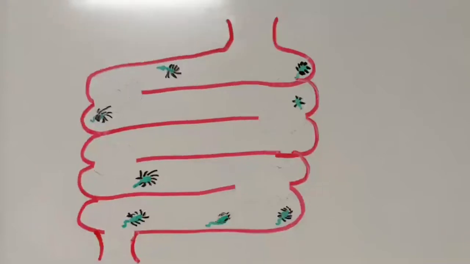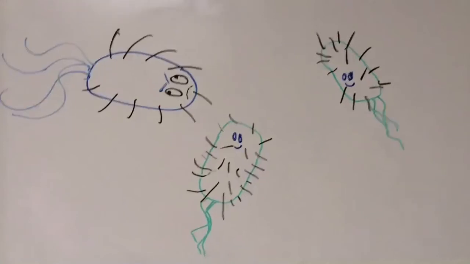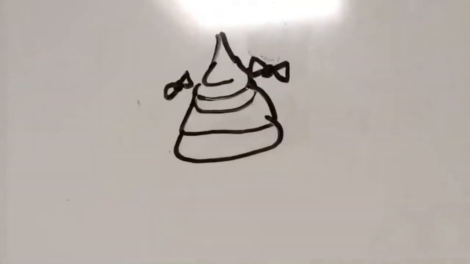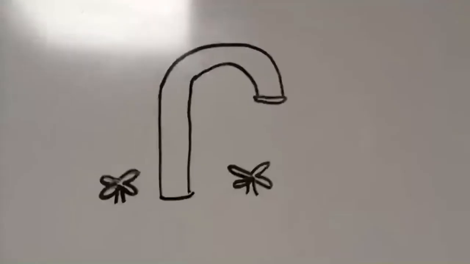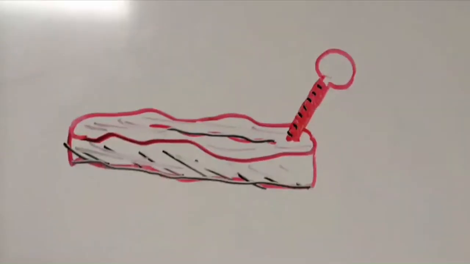An example of an infectious disease is E. coli. E. coli is a bacteria normally found in human and animal intestines. Most E. coli are harmless, but some can cause illness. You can get E. coli from animal feces, uncooked meat, unpasteurized juices, and unpasteurized dairy. Wash your hands and cook meat thoroughly to prevent yourself from getting this disease.